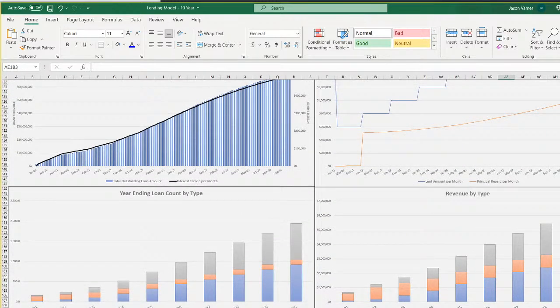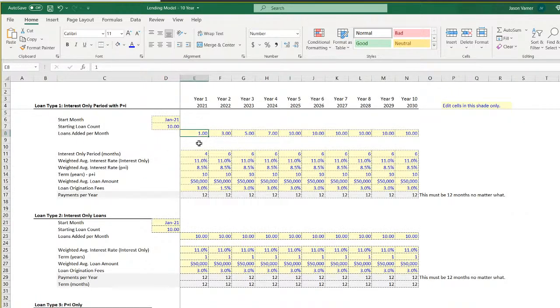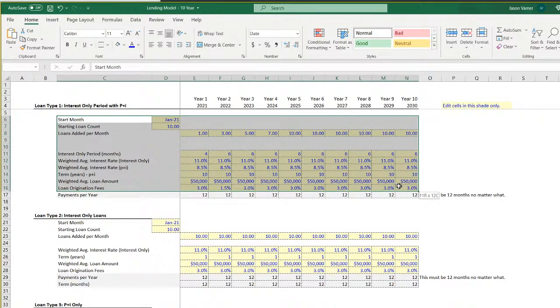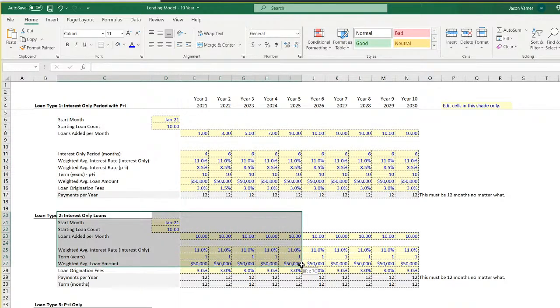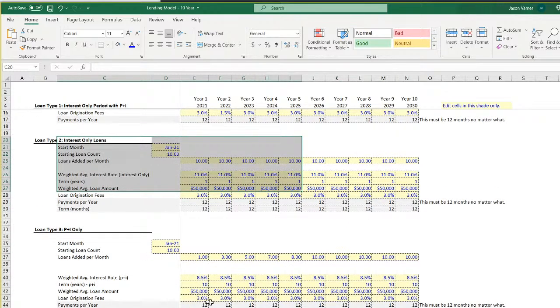There we go. So you can kind of see, type 1 is always interest only plus P&I. That's how it's configured and that can't be changed. The logic's hard coded. All the assumptions can be changed for what drives them, but that's how it works for that type. This is always interest only. This is always P&I only.